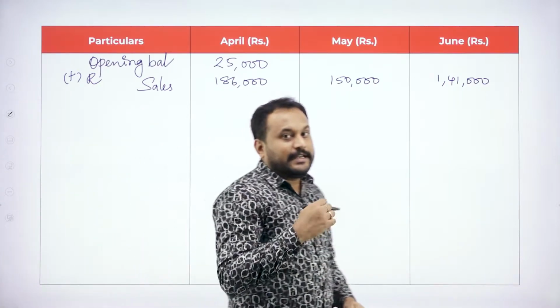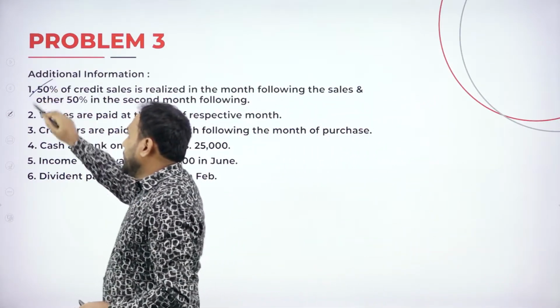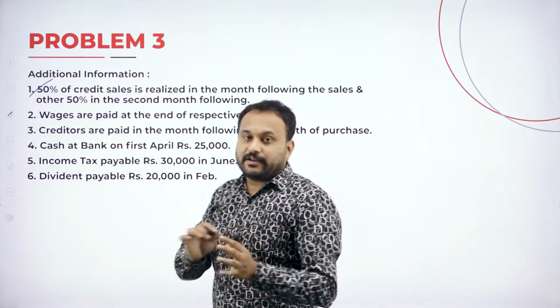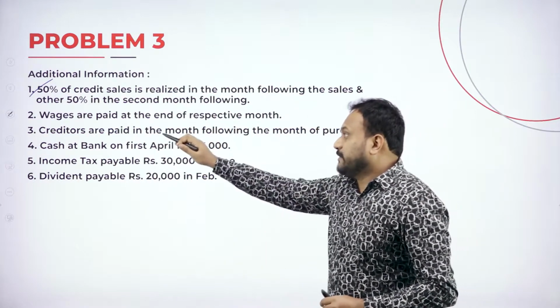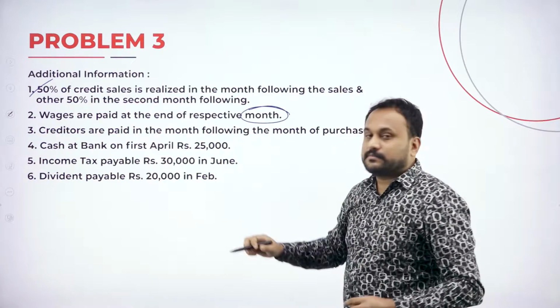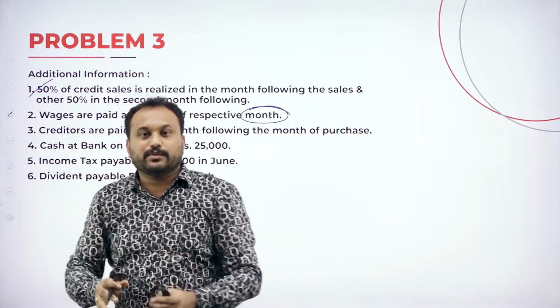Let's go with the next adjustment. So my sales is done. I'll go with a tick mark here. Now in your question paper, please don't go with any tick marks because it will be considered a malpractice. Now the second one is wage. Wages are paid at the end of the respective month. That means whatever it is, that month itself you will get it.